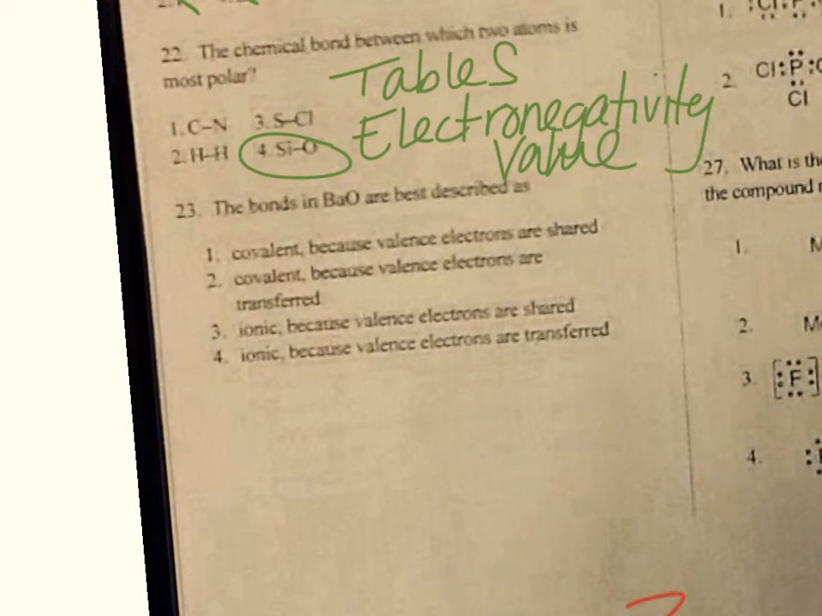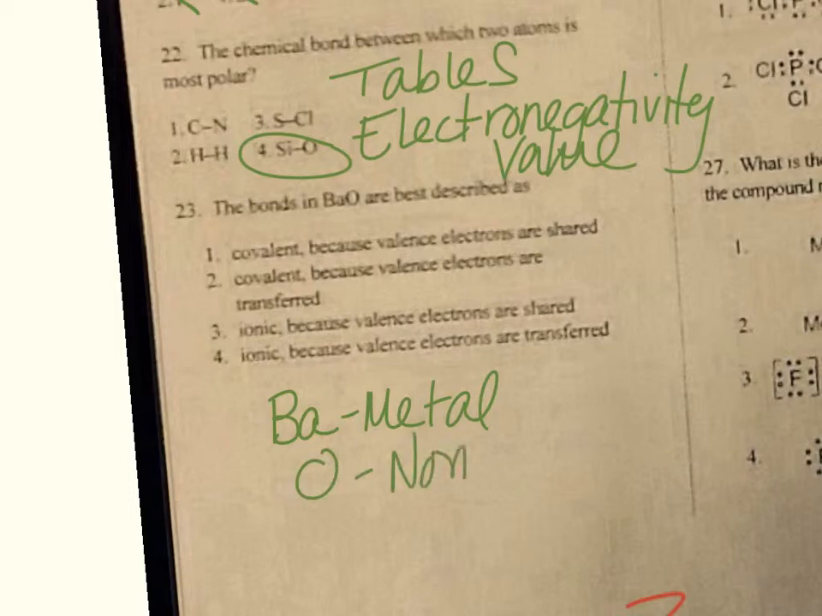The bonds in BaO are best described as, well, I'm going to look at my periodic table and I see that Ba is a metal and I see that O is a nonmetal. That means that it is covalent. These get knocked out. And in covalent compounds, electrons are shared.